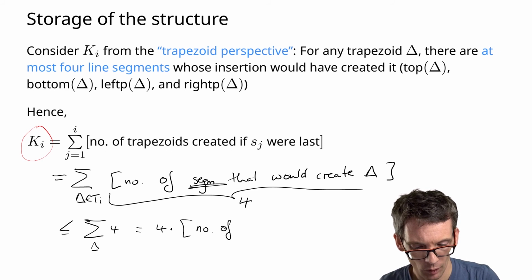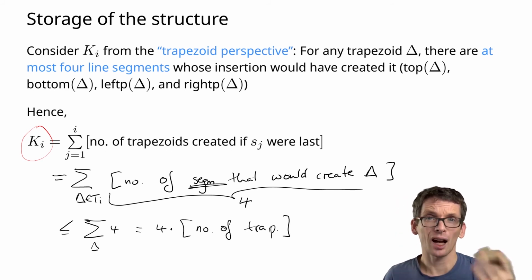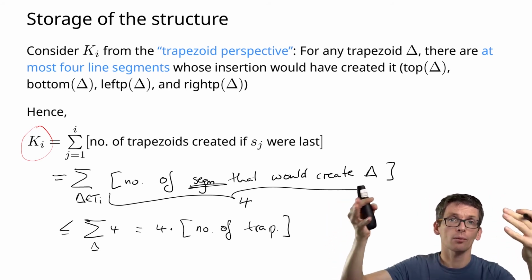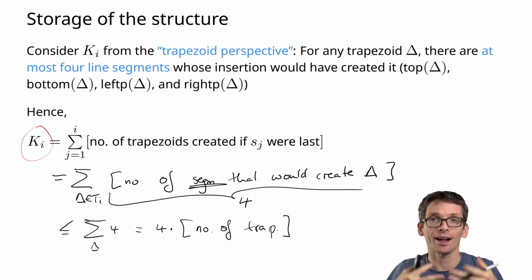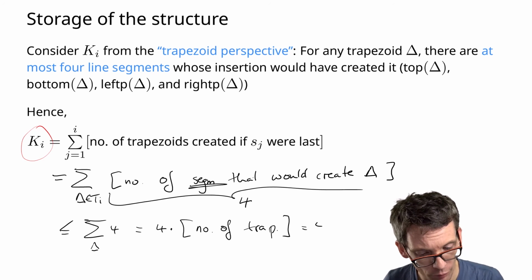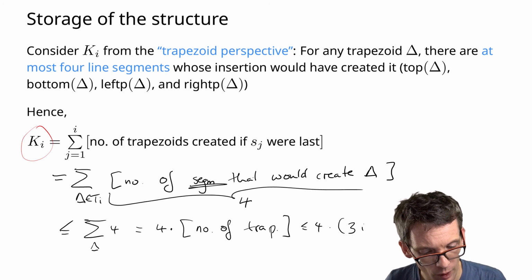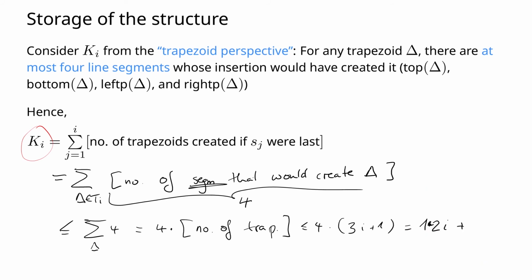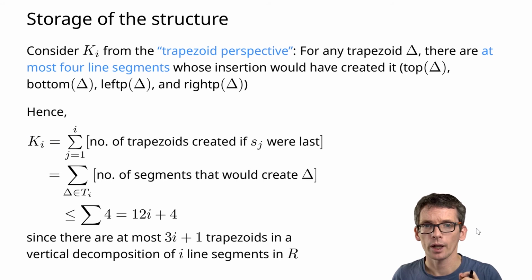So this corresponds to 4 times the number of trapezoids. So how many trapezoids do we have? We analyzed that previously. If I have n segments, we said I have at most 3n plus 1 trapezoids. Or here, if I have i segments, I have at most 3i plus 1 trapezoids. So I can bound this by 4 times 3i plus 1, which is 12i plus 4. So the sum of k_i is bounded by 12i plus 4. That was summing over all segments. So the average is bounded by (12i plus 4) divided by i, so roughly 12. Okay, so that's what we have so far.